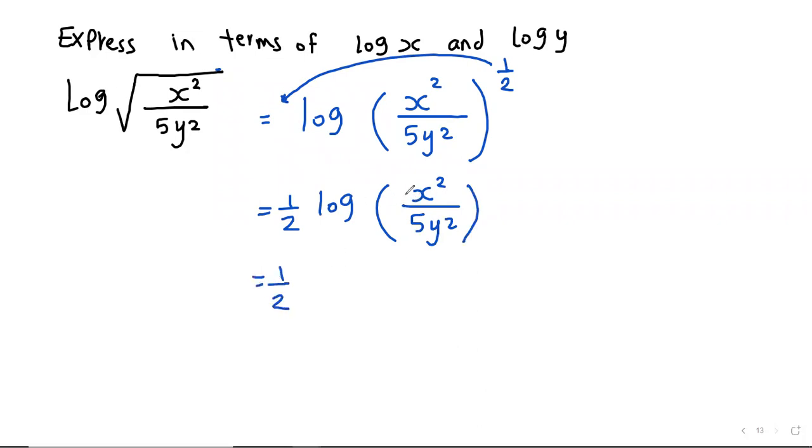And this, look here, we have x to the power of 2, divided by 5y to the power of 2. We can write it as log x to the power of 2 minus log 5y to the power of 2.